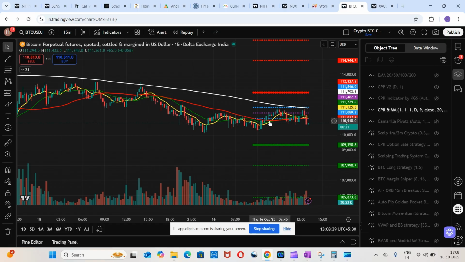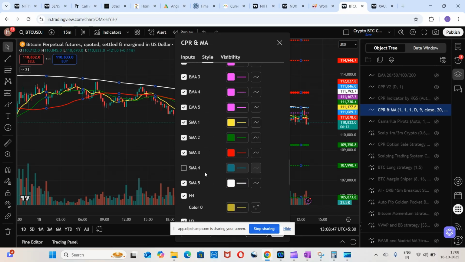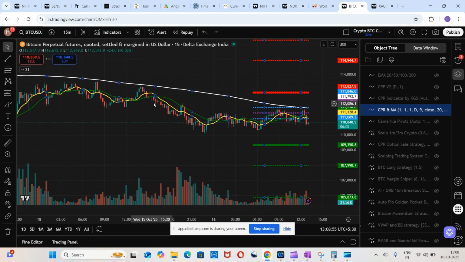Just to show you, I'll remove the 50 and 100 for the time being, and then we'll keep them back. See this, you'll enter here and continue the trade. You can exit somewhere here. This is the profit you'll make.